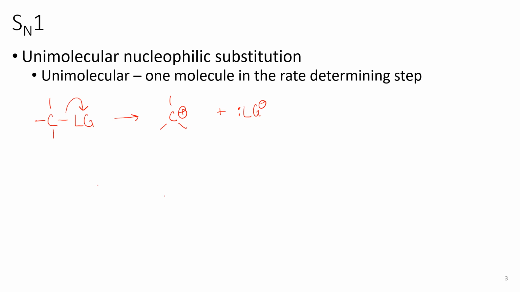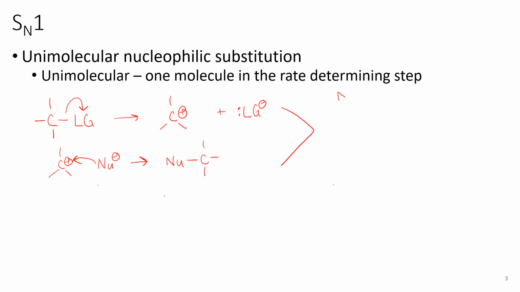But for the overall reaction, we can't end with a carbocation. Carbocations aren't that stable. It's not something that we would isolate. So the next step in this sequence is that our carbocation is going to react with another nucleophile that we have in solution. This becomes a second step in our mechanism, so it becomes a multi-step mechanism for us.